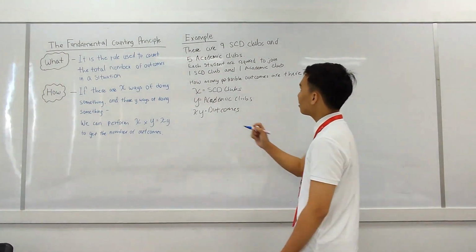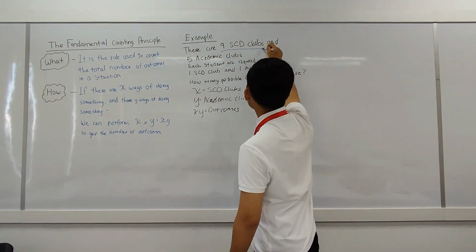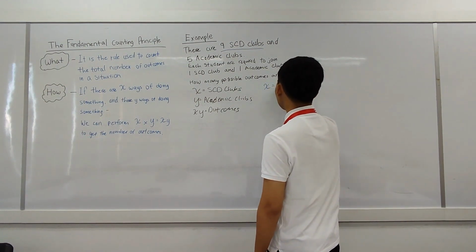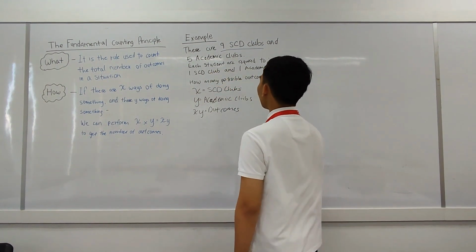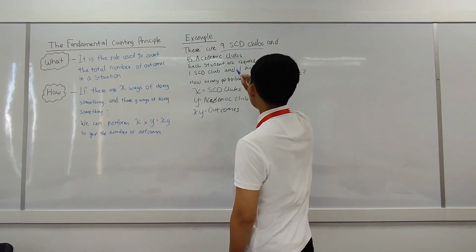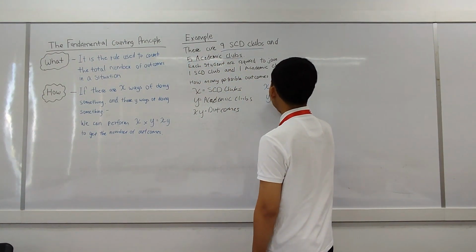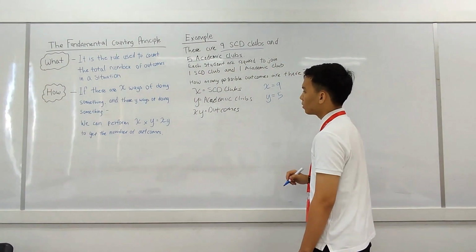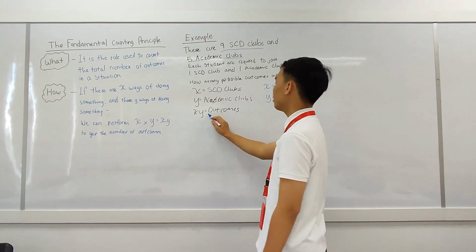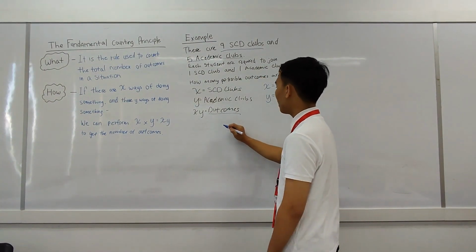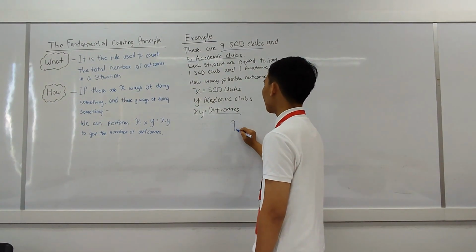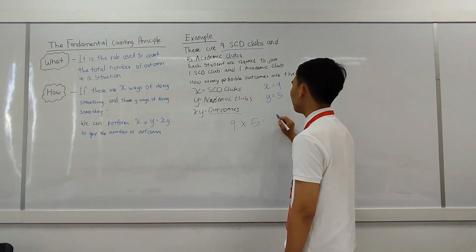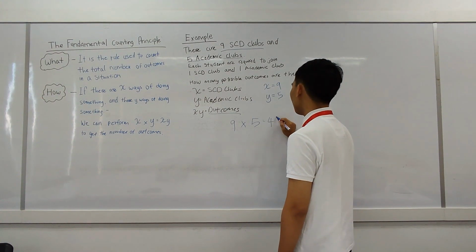So how many SCD clubs do we have in the question? We have 9. So X is equal to 9. How about academic clubs? We have 5. So Y is equal to 5. To get XY, the outcome, we need to times X and Y, which is 9 times 5, which is 45.